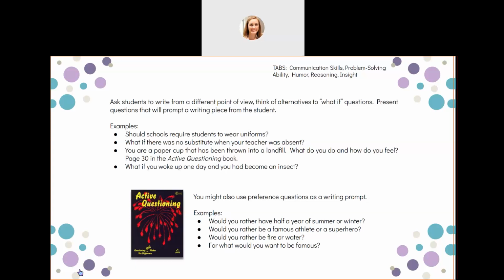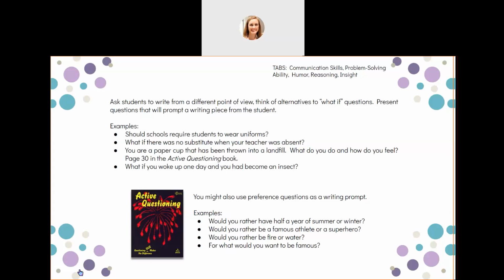Should students be required to wear uniforms? What if there was no substitute when your teacher was absent? You are a paper cup that has been thrown into a landfill. What do you do and how do you feel? That comes from page 30 in the active questioning book that you see here. And so you can get a lot of great stories through that.